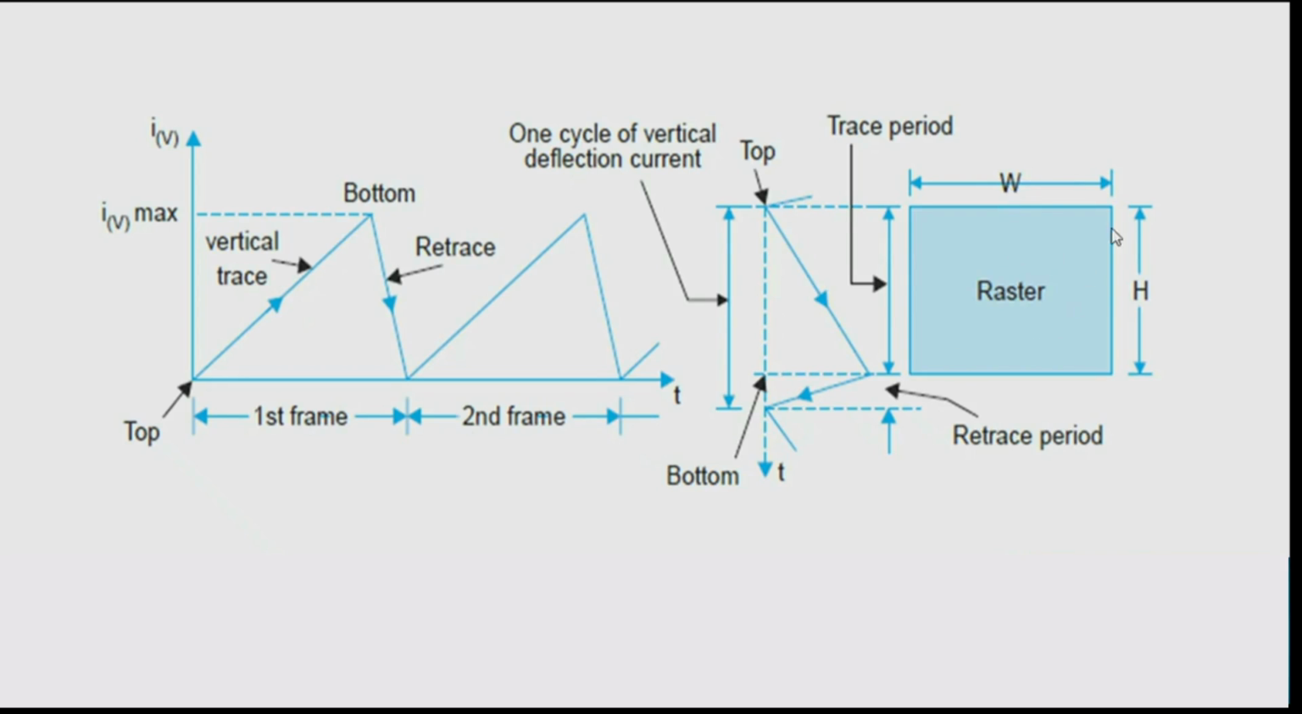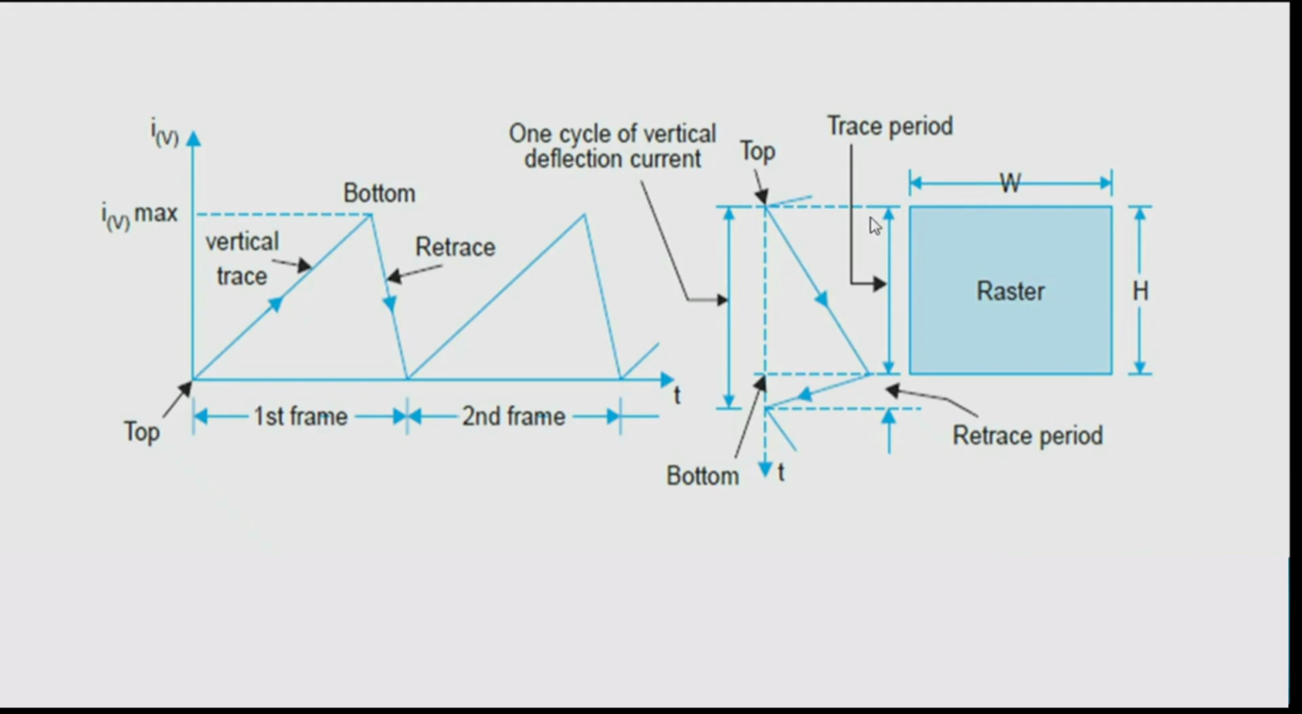This is W, meaning width, and H, meaning height, and this is the trace period, the total height. The trace period is equal to the height of that raster, as shown here. It starts from zero and reaches the maximum, and after that it again goes to zero. This is the path of a trace and this is the path of a retrace.